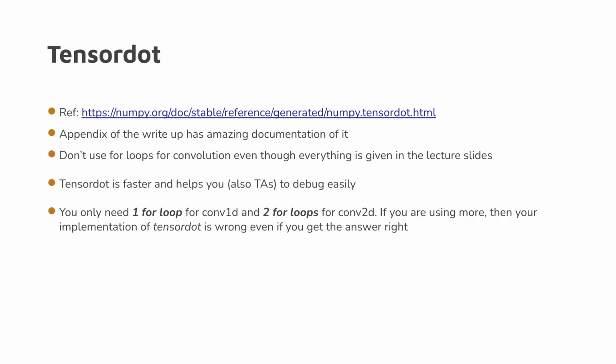And so by this, we see that tensordot is not eliminating all of the loops. It is just decreasing the number of loops that we use when we are implementing the element-wise multiplication and summation. So when it comes to conv1D, we require only a single loop, and in case of conv2D, we would require two loops. If you are using more loops than these, then there is something wrong with the tensordot implementation, even if you get the answer right.